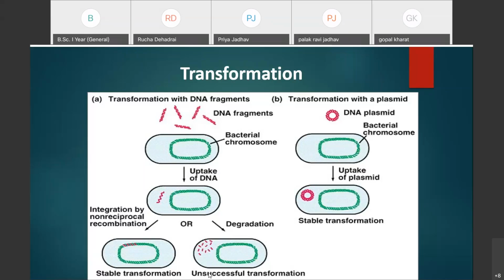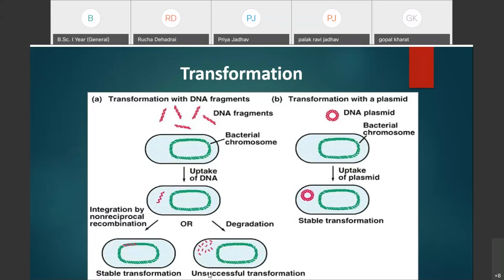Okay, then another difference is that transformation takes place between the members of the same species of bacteria, while conjugation takes place between two different genera. Conjugation takes place between two different genera.